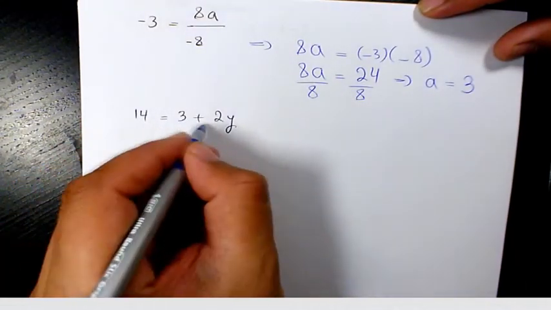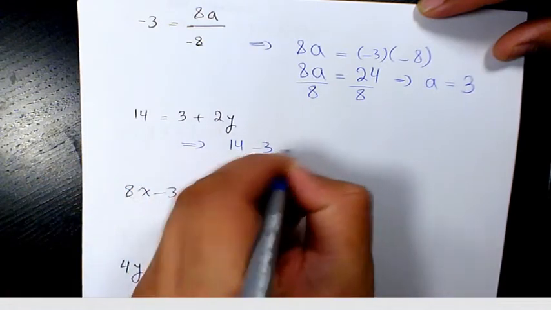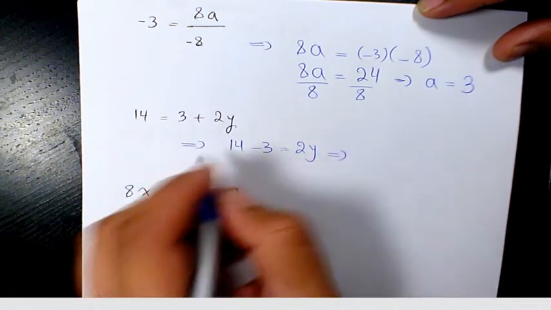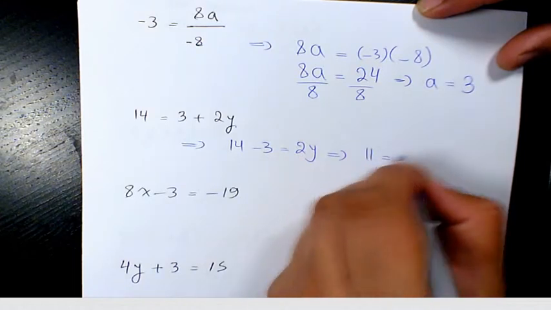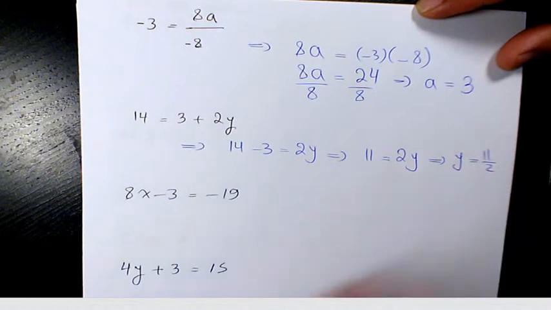14 equals 3 plus 2y. So we have 14 minus 3 equals 2y. So 14 minus 3 is going to be 11, 2y. So y will be 11 divided by 2, or 5.5.